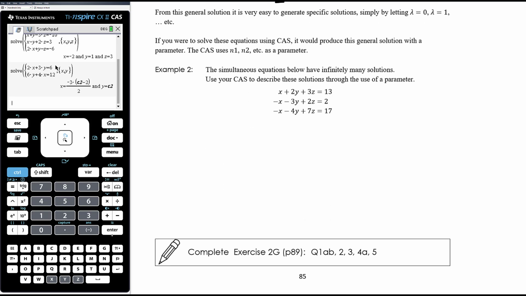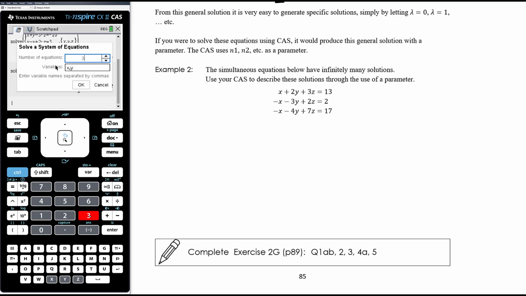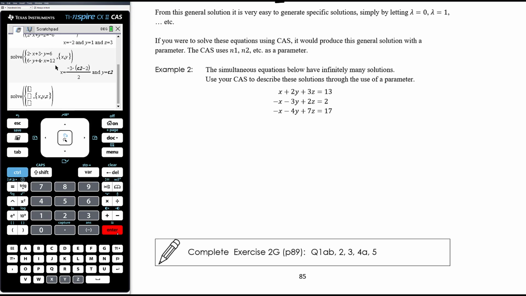So the final example here is that the simultaneous equations below have infinitely many solutions. Use your CAS to describe these solutions through the use of a parameter. You would simply solve the three equations for x, y, and z using your CAS, and it will give you the solution in terms of a parameter if there are infinitely many solutions, which the question tells us there is. Let's just type these in, nearly there. x minus 3y plus 2z equals 2, and negative x minus 4y plus 7z equals 17.